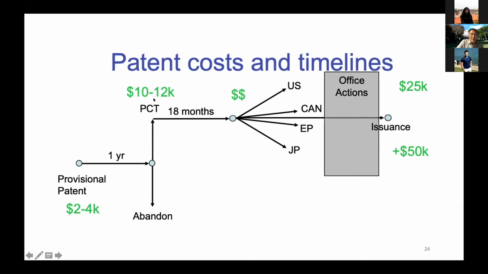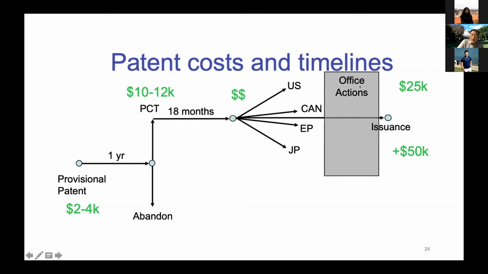When going through the PCT, the cost will be about $10,000 to $12,000 US dollars, and it takes around 18 months, basically less than 2 years, to get to granted in the US, Canada, Europe, Japan, and also China, or Hong Kong. I should put that there too.